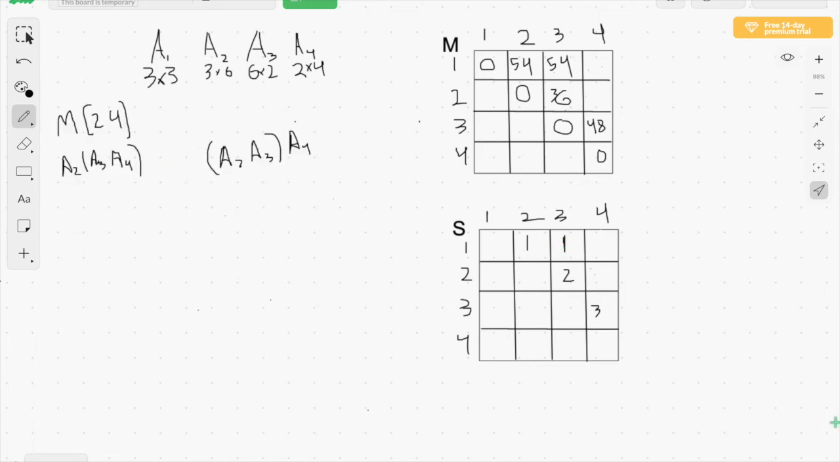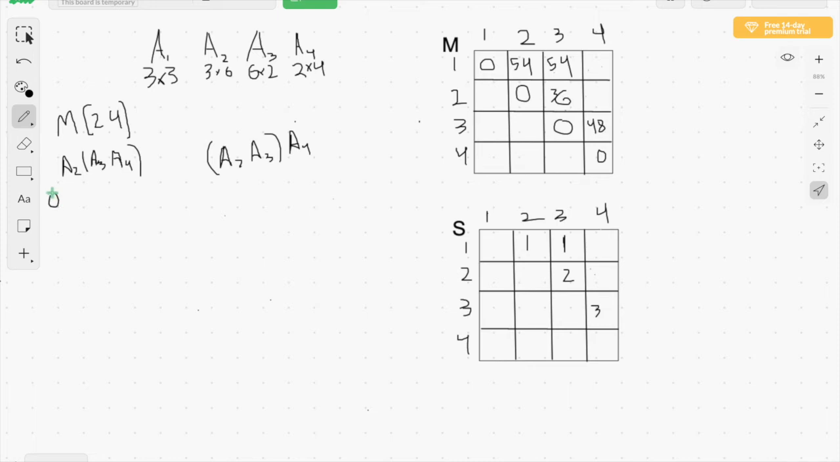Cool. Okay, now let's look at M24 and do the same thing that we did for M13. So M24, multiplying A2, A3, and A4. This can be done in two different ways. We can either multiply A3 and A4 together and then multiply that with A2, or we can multiply A2 and A3 together and then multiply that with A4. Awesome. So let's look at the option on the left first, and then we can compare and see which one's the minimum.